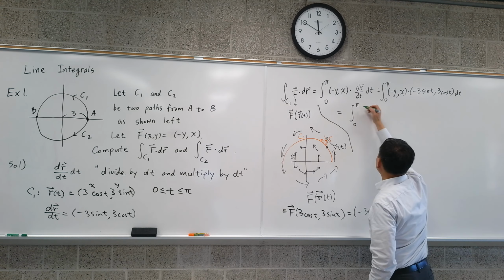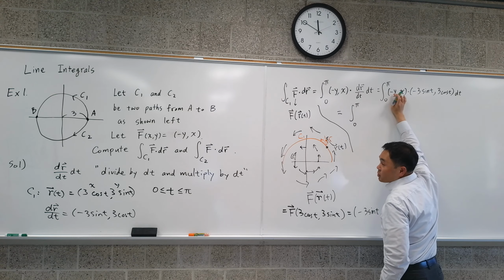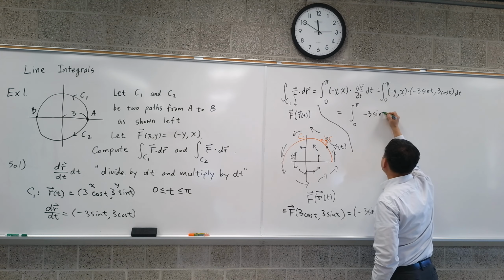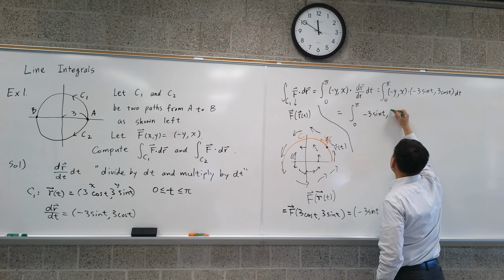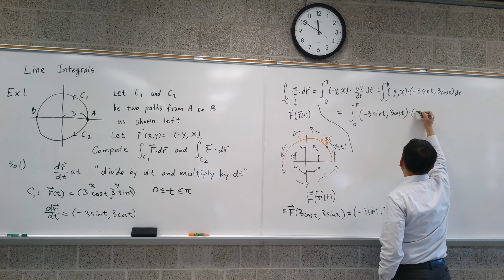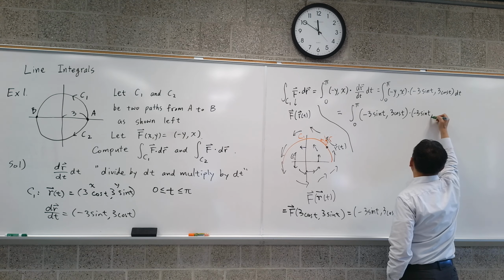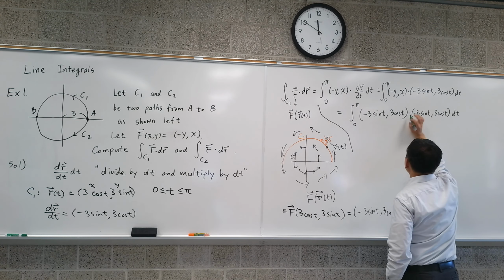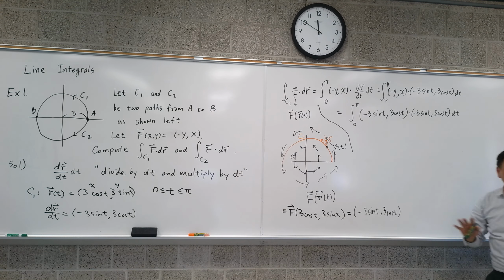And therefore, if I continue the calculation, it'll be the integral from 0 to pi. It's negative y, but y is, again, 3 sine t, and x is 3 cosine t. When you do the dot product of these two, it's just a coincidence that they end up being the same. Usually they're not.